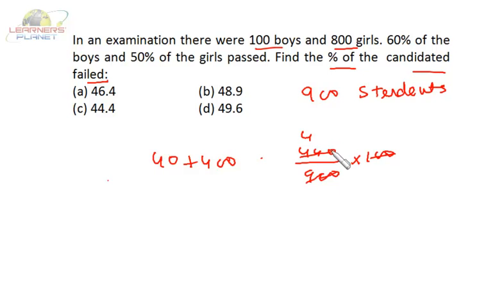9 fours are 36, 8, 0, 9 eights are 72, further 8. So it's 48.888. That is 48.9% around. I hope you are clear.